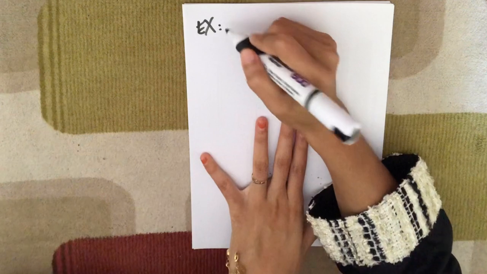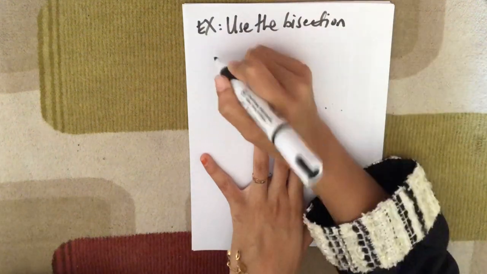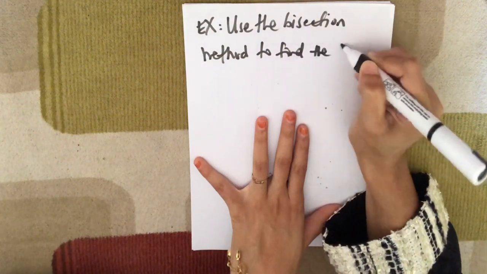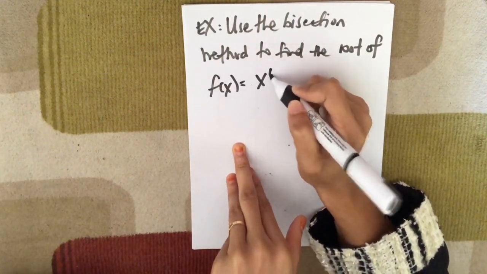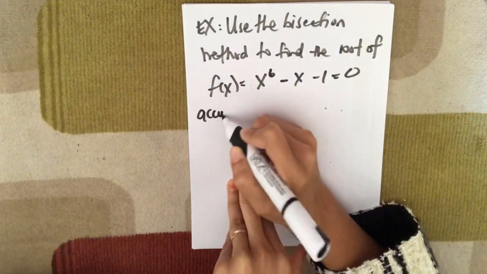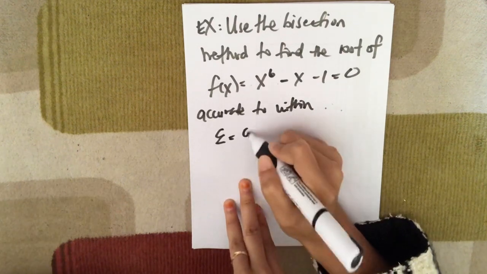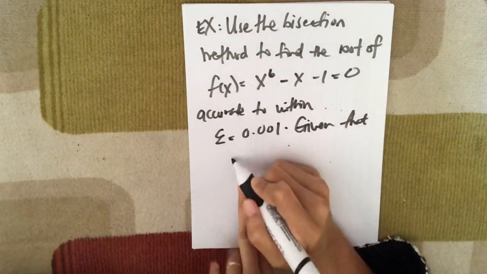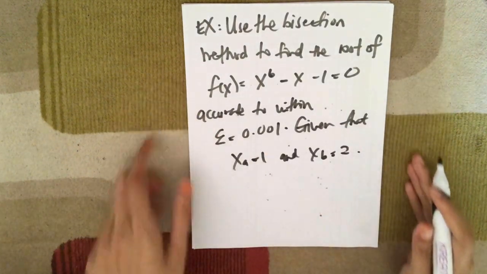Okay, so example, the question asks you to use the bisection method to find the root of f(x) equal to x to the power of 6 minus x minus 1 equal to 0, accurate to within error 0.001. Okay, given that xa equal to 1 and xb equal to 2, full satu page soalan saja.